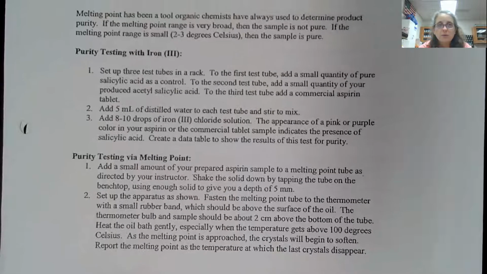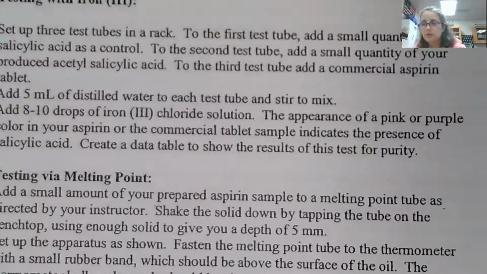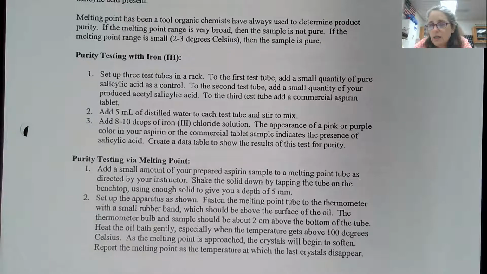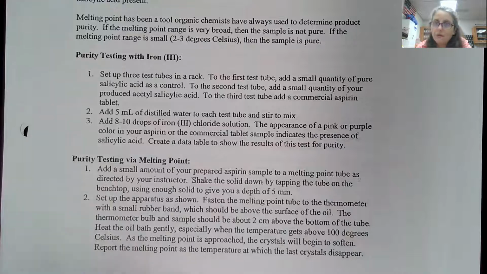One test that we can do is what we call a purity test, where we're going to put it in with a solution of iron 3. And the iron 3 is going to turn it a distinct color, a purple color if it is truly aspirin, and it won't be purple if it isn't.